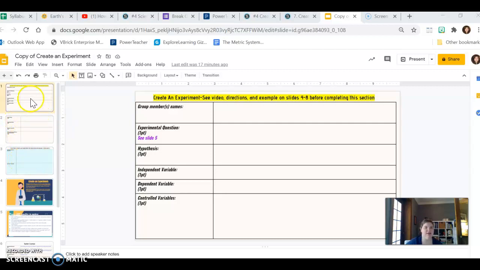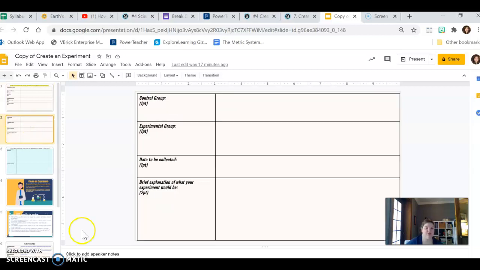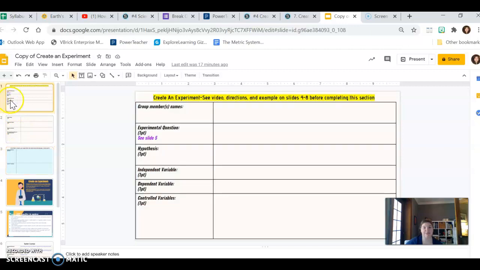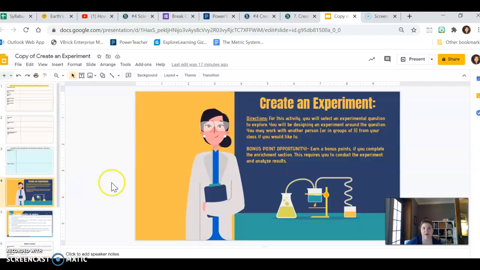The first 3 slides, as you'll see on the left hand side, are all blank. You'll want to make sure that you've made a copy of this assignment and saved it to your drive, or just keep it with Google. And so these slides are at the beginning because they're easier to access there, and then it's not until slide 4 that we really get into the discussion of what the Create an Experiment lab is.